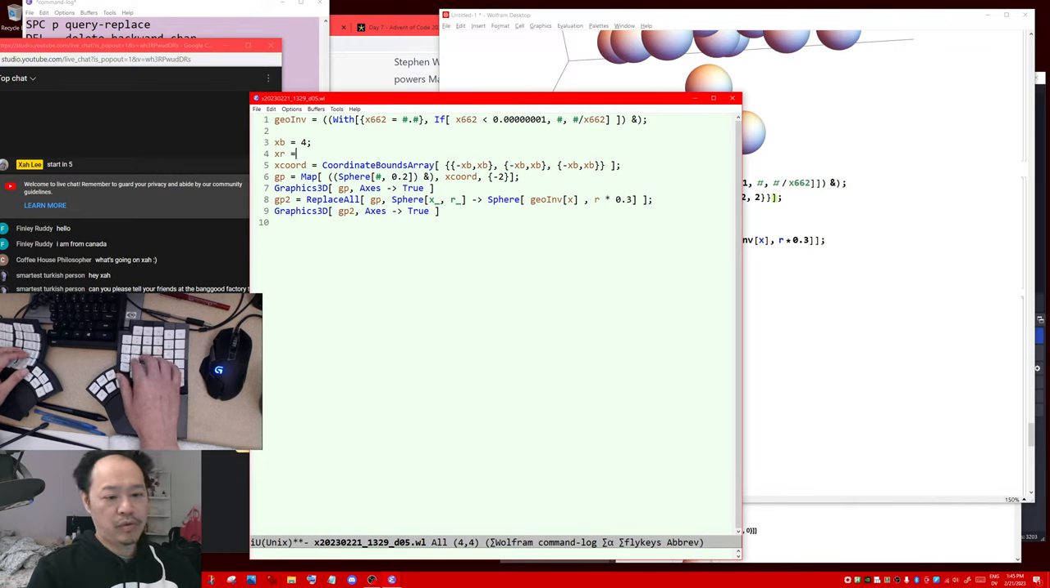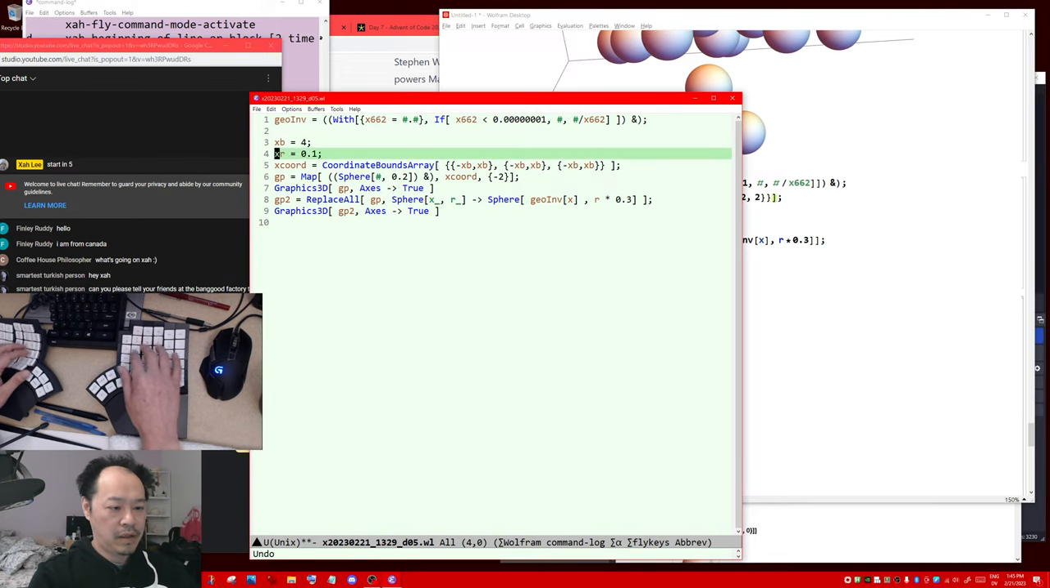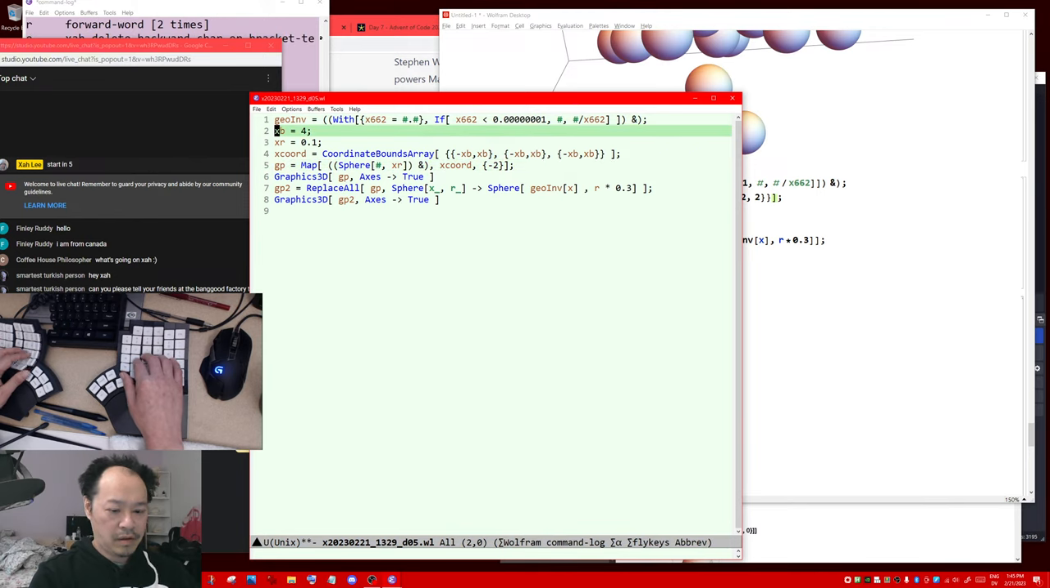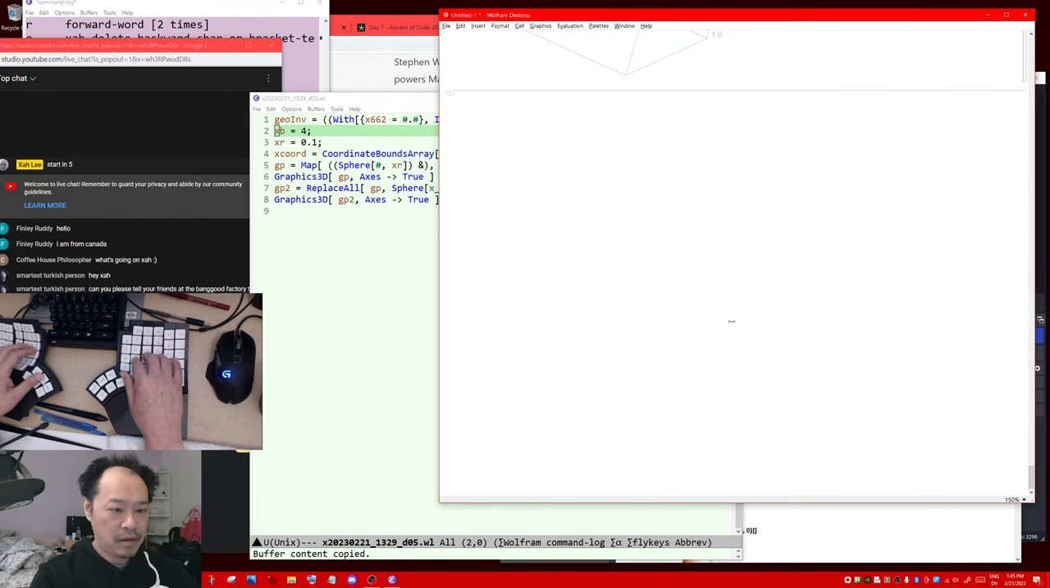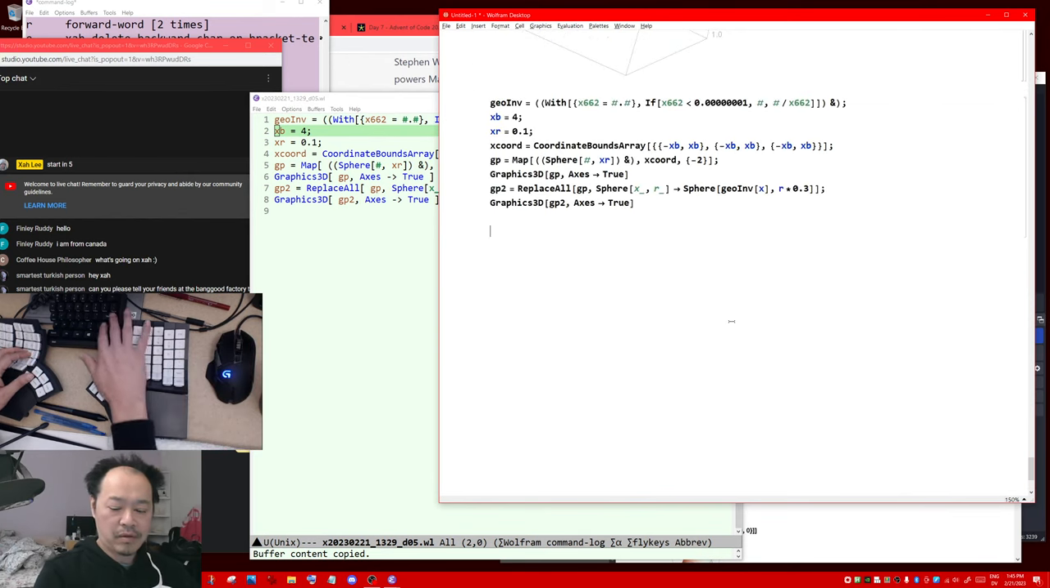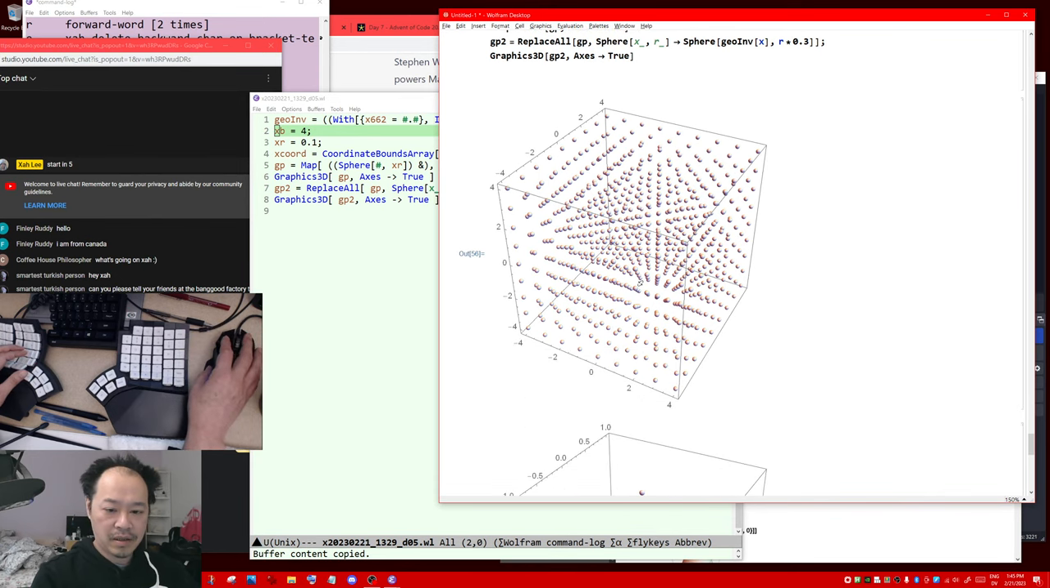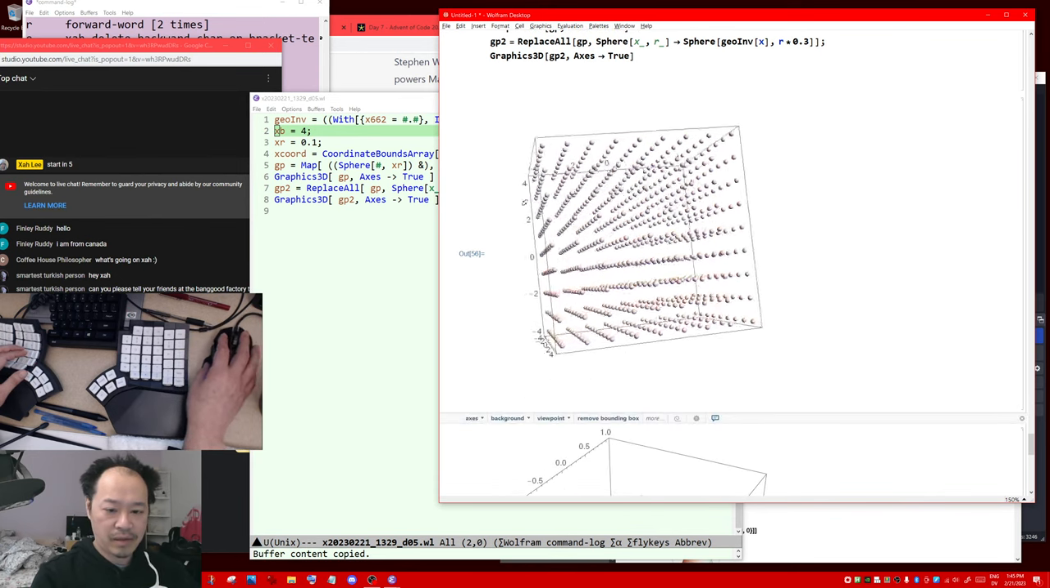Radius equals to, what should the radius be? 0.1, okay. XR is radius. Okay, that's our function. Now copy it. Go back here, paste it, run it. Now it's better. Now we got lots of points to work with.